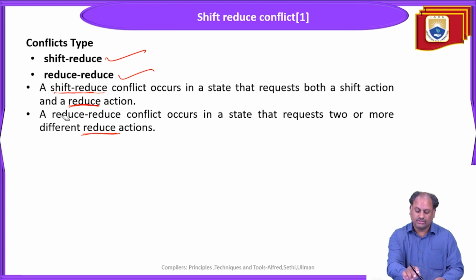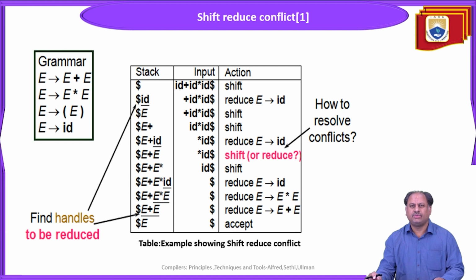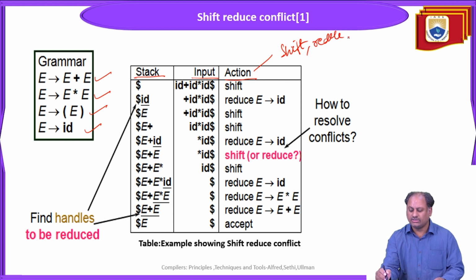Now let us see through an example how the first one, the shift reduce conflict, arises. For example, consider the grammar E derives E plus E, E star E, parenthesis E, and id. So this is the given grammar. We are going to check whether the given string is accepted or not with the stack implementation. We know that there is a stack and an input, and then an action is to be taken. The action means it performs a shift action or a reduce action.